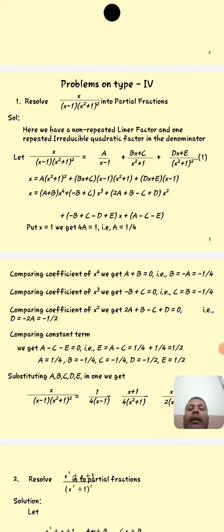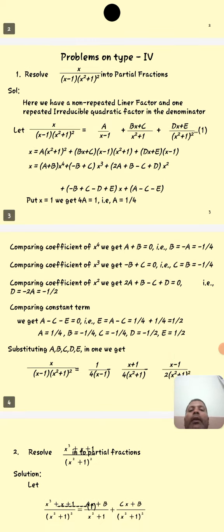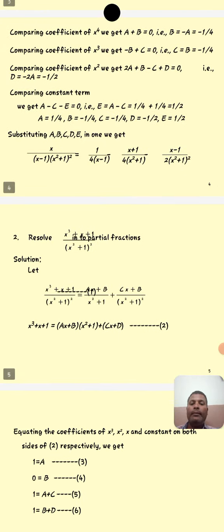Here when we compare the denominator part, one linear factor, one repeated irreducible quadratic factor is there. Whenever the repeated irreducible quadratic factor is there, then write a by x minus 1 and bx plus c by x square plus 1 and dx plus e by x square plus 1 whole square. Here we have to do the LCM procedure, the same, and comparing the coefficients. Now find the a value and b value and c value and d value and e value. Whenever we get these 5 values, we have to substitute in the equation number 1.